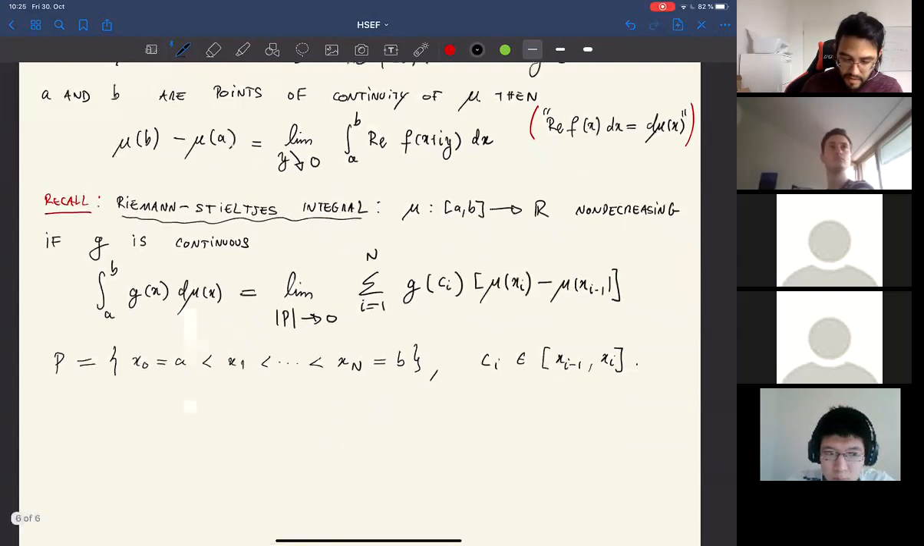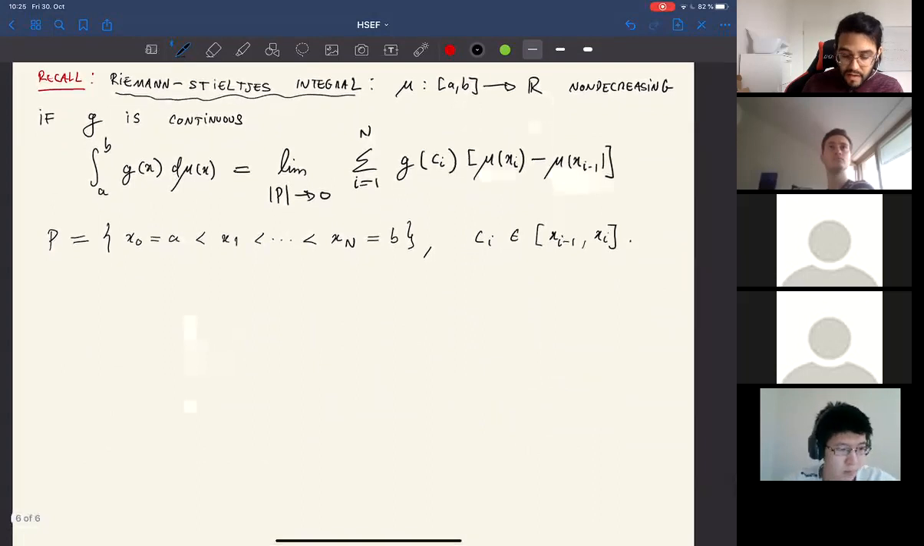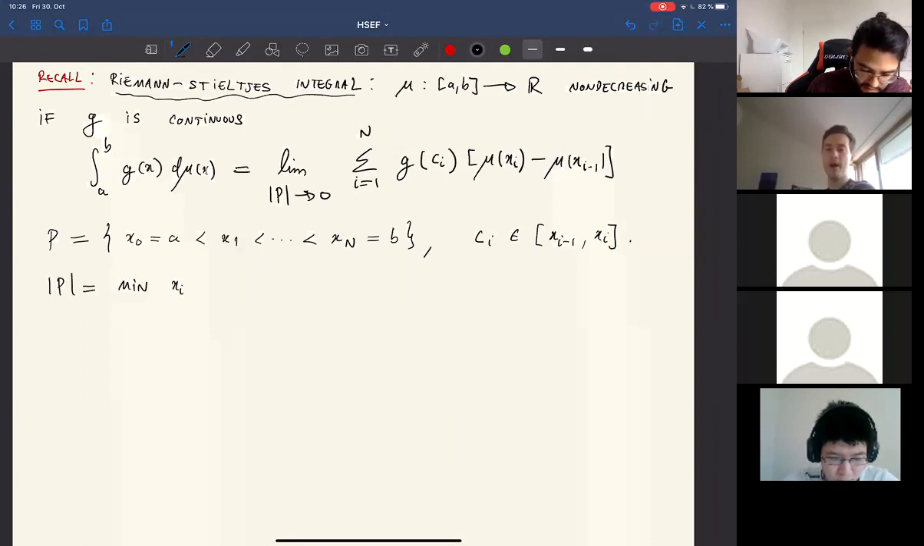Okay. That's the Riemann-Stieltjes integral, and you can show that this makes sense whenever g is a continuous function and mu is non-decreasing. This limit exists and therefore this integral is well defined, okay? Oh, and the length of the partition, I should say, is just the minimum of xi minus xi-1. So just like Riemann's integral, but using this measure mu.